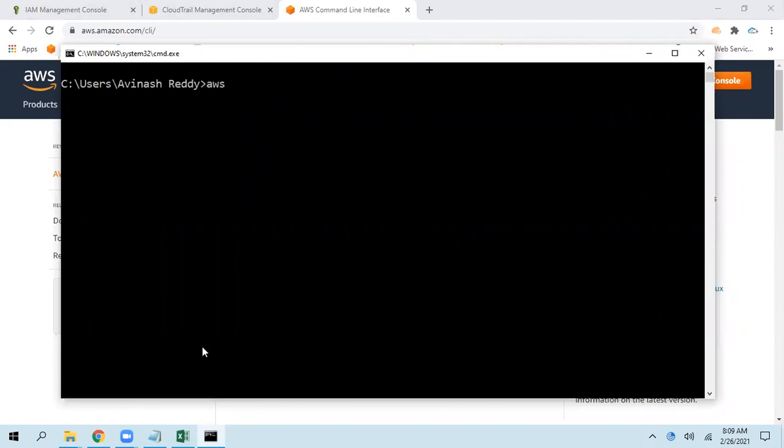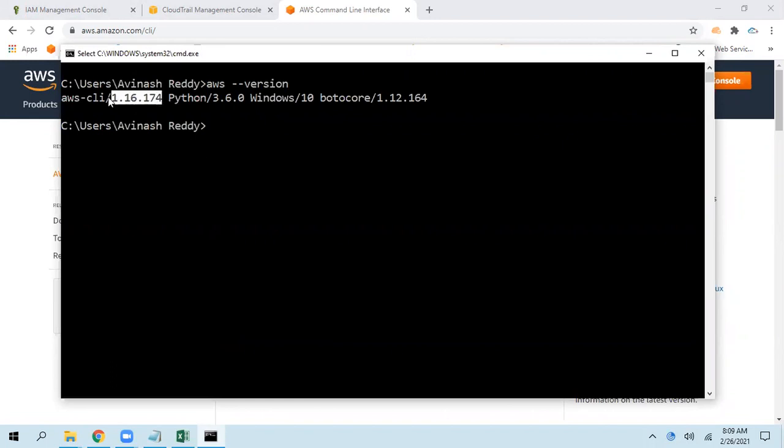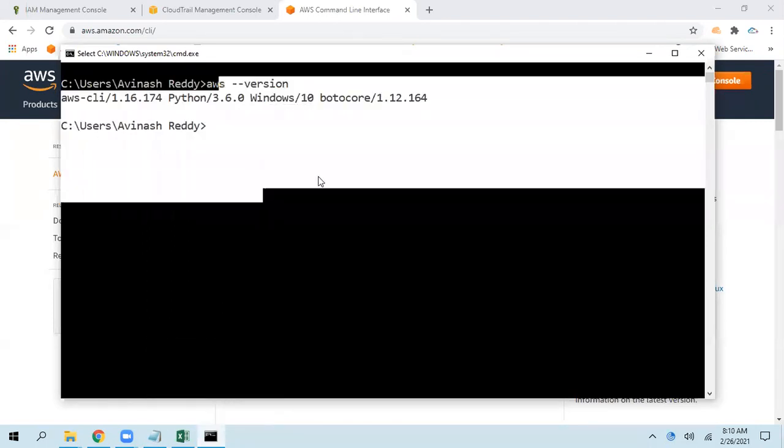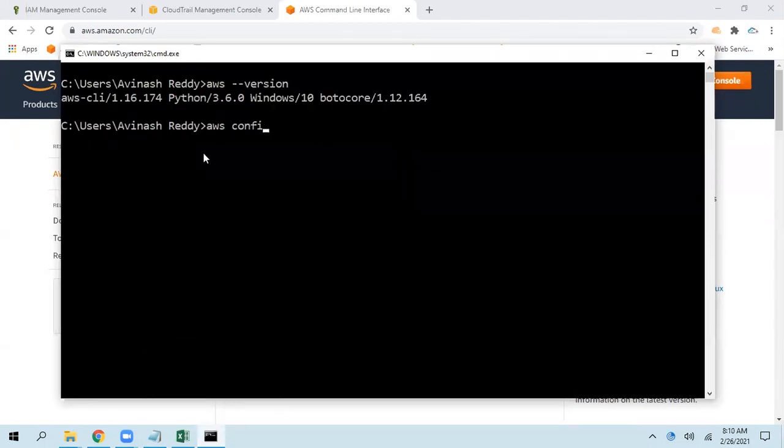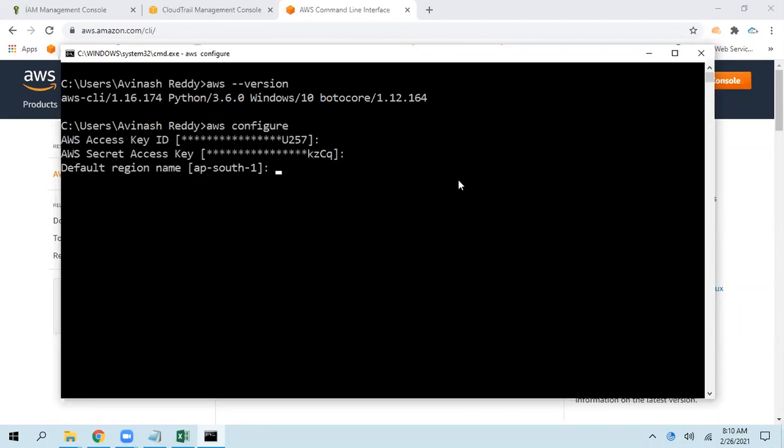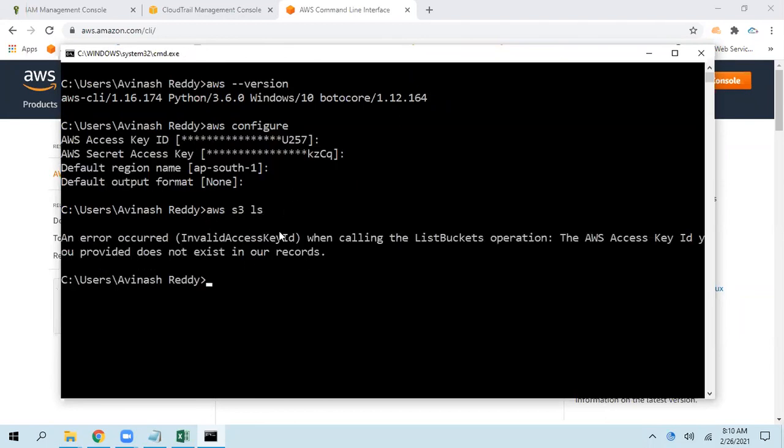To verify, you can give aws --version. Then it tells what exact version is installed within this local laptop. Now I can configure my access key ID and secret access key here. Then I can start accessing all the resources. So when I give aws configure, see here, it is asking me to enter the access key ID, secret access key, region, and output format. If I fill up these details, now I can start accessing all the resources. It is saying invalid keys. Why? Because I haven't configured anything.